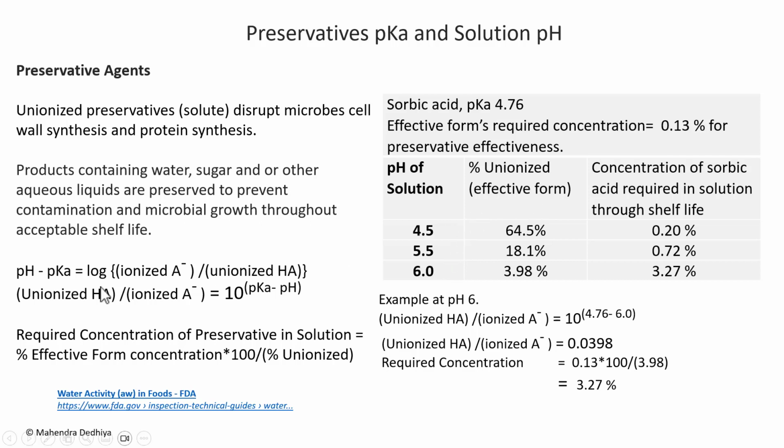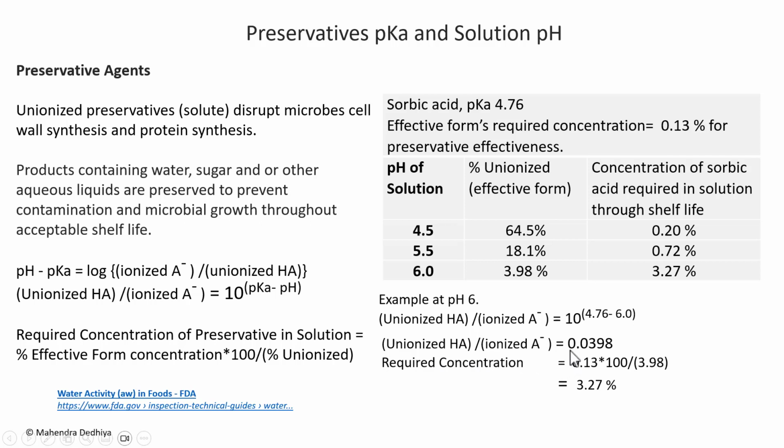The percent of effective form can be calculated from this equation, unionized versus ionized is equal to 10 raised to pKa minus pH. And at different pHs, from 64% to 18% to 3.98%. And we can calculate the concentration of sorbic acid required in the solution to maintain its preservative effectiveness through shelf life. An example shown here at the bottom is for pH 6. Unionized versus ionized species is given by 10 raised to 4.6 minus 6.